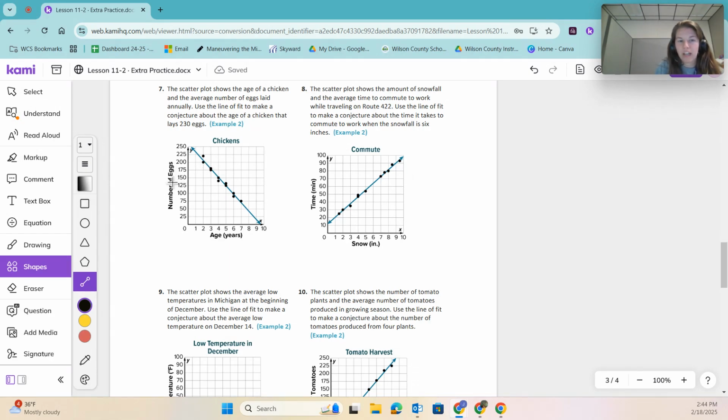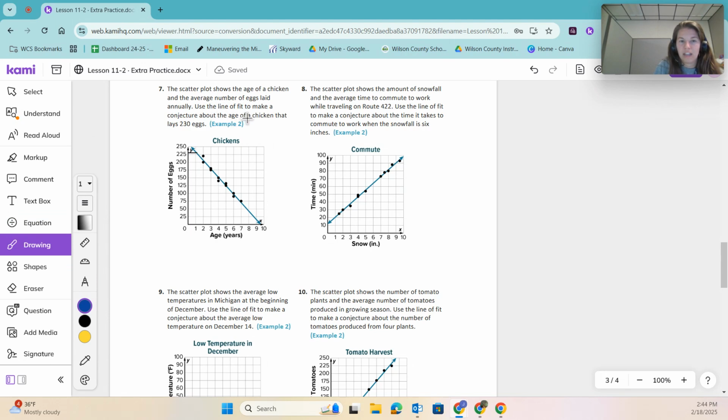So I'm going to say, okay, for 230 eggs, that's about here. If I follow this over, it's going to hit my line right about 1 year old. Okay, so I would say a chicken laying 230 eggs is about 1 year old.